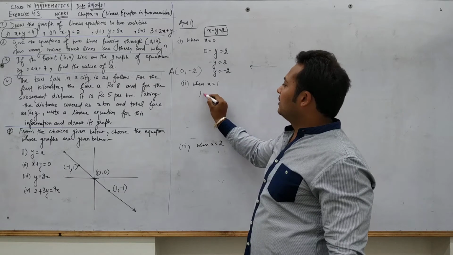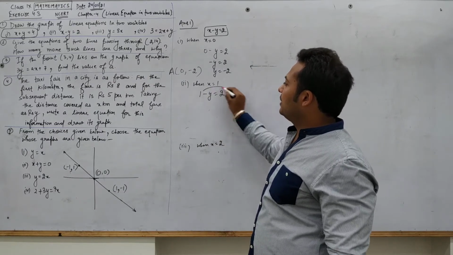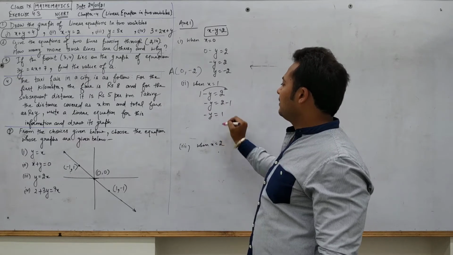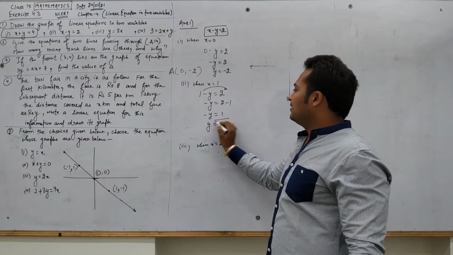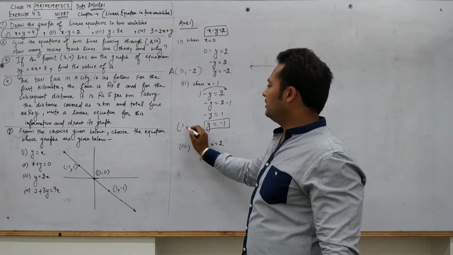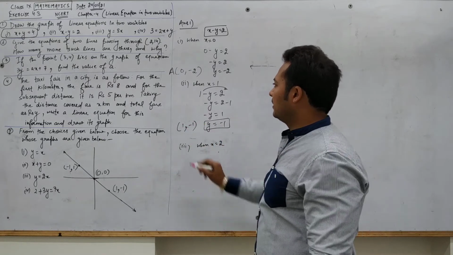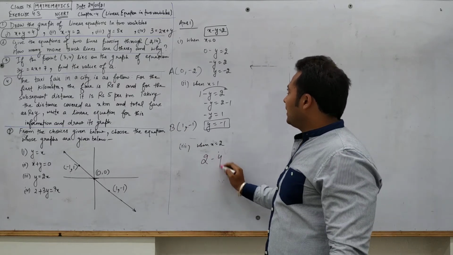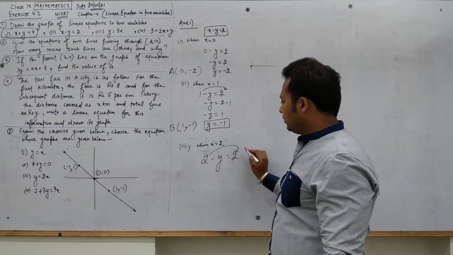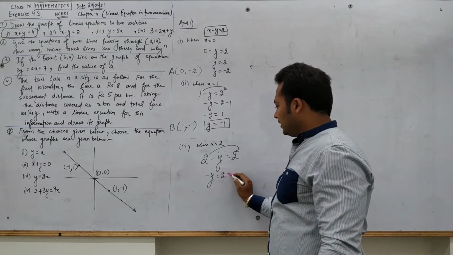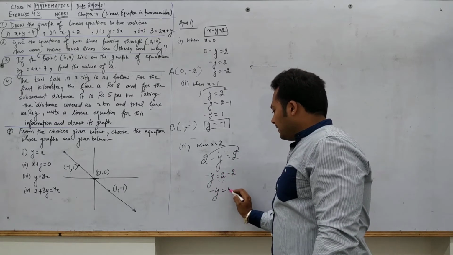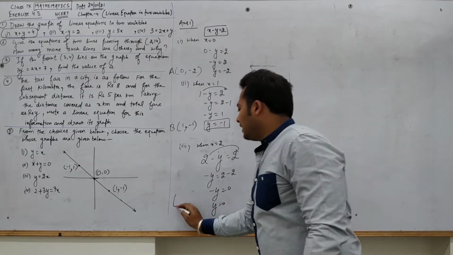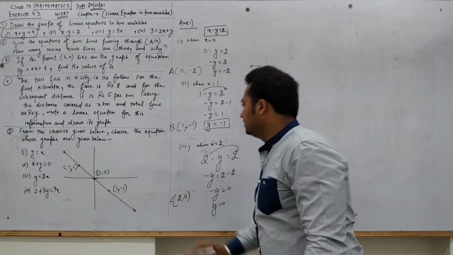When x is 1, 1 minus y equals 2, take this 1 to the right hand side, minus y equals 2 minus 1, minus y equals 1, the value of y is minus 1. So the point will be (1, -1). Okay, next one is x equal to 2, 2 minus y equals 2. Take 2 to the right hand side, it will become 2 minus 2, minus y will be equal to 0, so the value of y will be 0 and our point will be (2, 0).